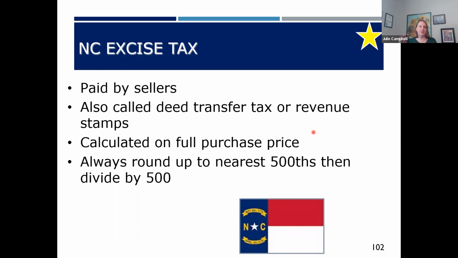And then there's another step. Once we divide by 500, excise tax is never, everybody hear my absolute word here, you're never going to have change with excise tax. Excise tax is always going to be a whole number. So we're going to take the purchase price, divide by 500, and then make that a whole number by rounding up. Always round up. This is the government we're talking about.